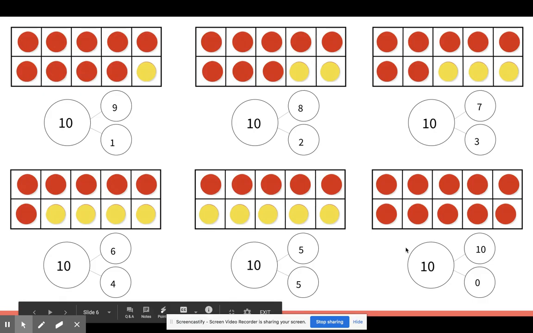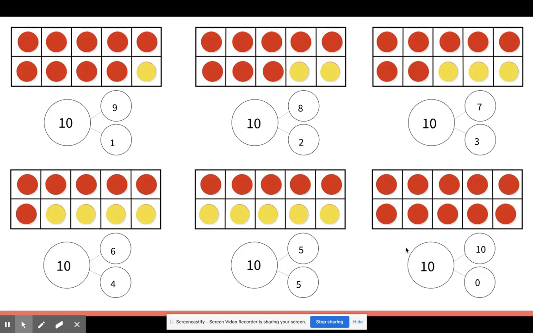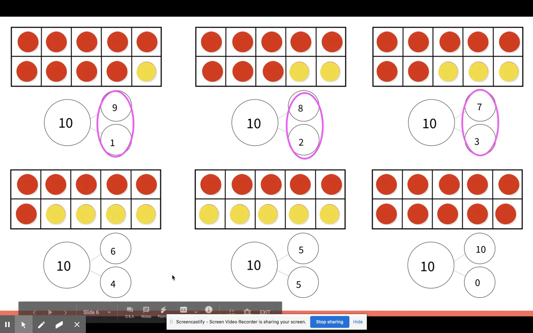Now, one important thing that will help you today is to remember your partners to 10. 9 and 1, 1 and 9. They are partners to 10. 8 and 2, 2 and 8. They are partners to 10. 7 and 3, 3 and 7. They are partners to 10. 6 and 4, 4 and 6. They are partners to 10. 5 and 5 are also partners to 10. And 10 and 0 are partners to 10.